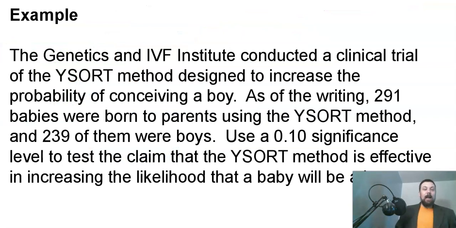Okay, the Genetics and IVF Institute conducted a clinical trial of the Y-sort method designed to increase the probability of conceiving a boy. As of the writing of this problem, 291 babies were born to parents using the Y-sort method, and 239 of them were boys. Use a 0.10 significance level to test the claim that the Y-sort method is effective in increasing the likelihood that a baby will be a boy.